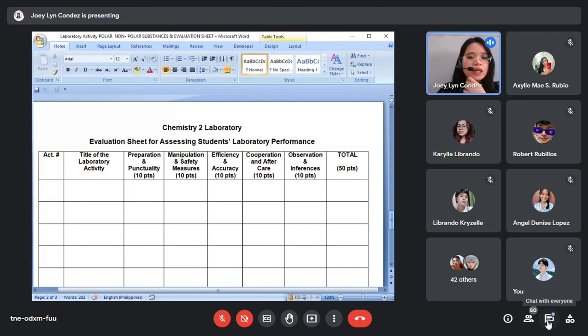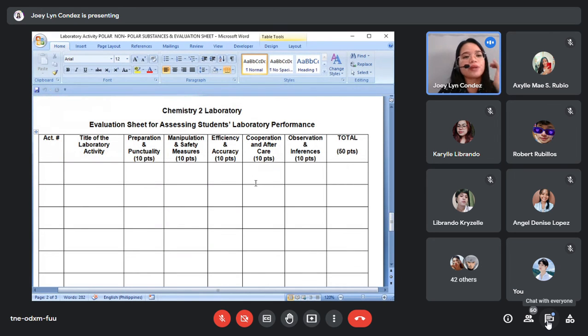So please print or copy this one as well on a short bond paper. Evaluation sheet. When you pass laboratory activity number 1, the evaluation sheet must be attached. Because I'll be writing your scores here and you will be graded based on these rubrics. Preparation and punctuality, 10 points. Manipulation and safety measures, 10 points. Efficiency and accuracy, 10 points. Cooperation and aftercare, 10 points. Observation and inferences, 10 points. So total, 50 points.